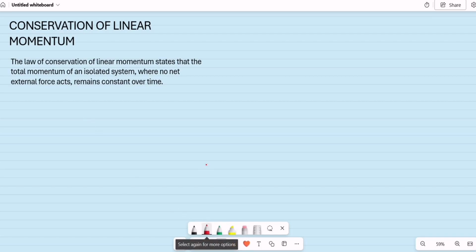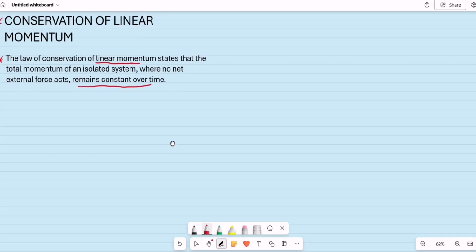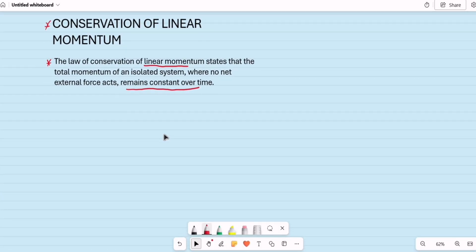Okay, good day. So this is our topic for today's lecture. This is the conservation of linear momentum. The law of conservation of linear momentum states that the total momentum of an isolated system where no net external force acts remains constant. This is applicable for colliding objects that are in linear motion.